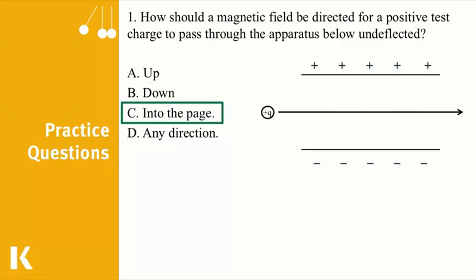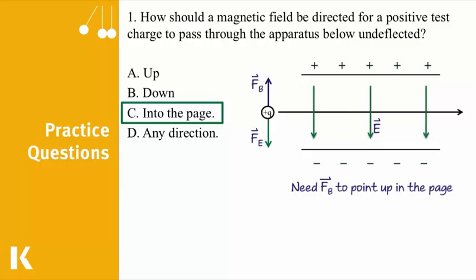The apparatus as drawn would create an electric field that would point towards the bottom of the screen, because that's the direction of force on a positive charge, moving away from the positives at the top and towards the negatives at the bottom. So we have a force downward on the charge as it moves through the apparatus. To not be deflected, we need a net force of 0 on this charge, so we need another force upward.